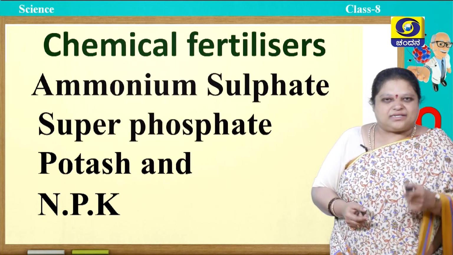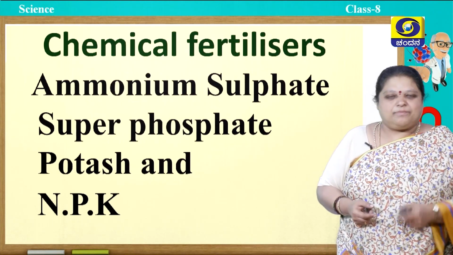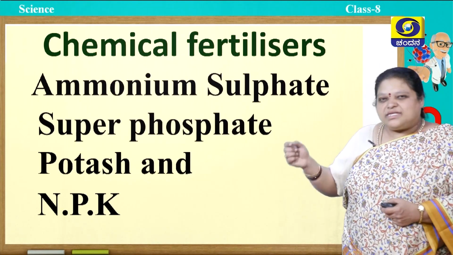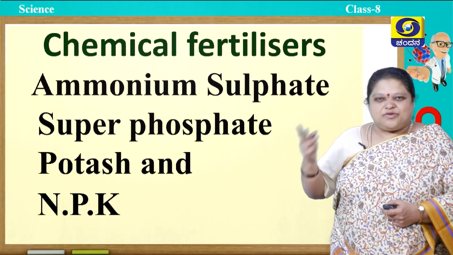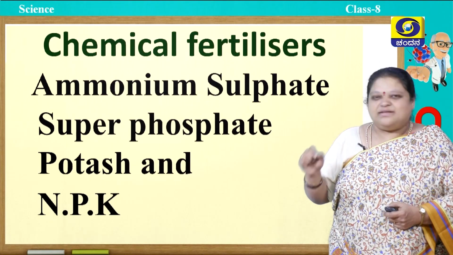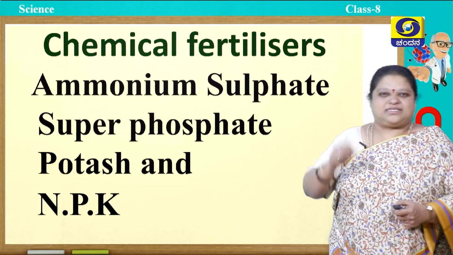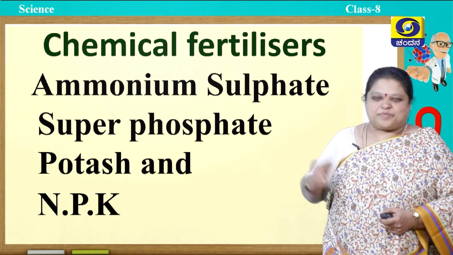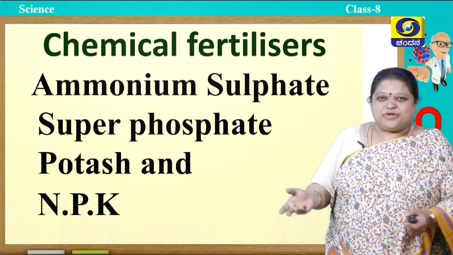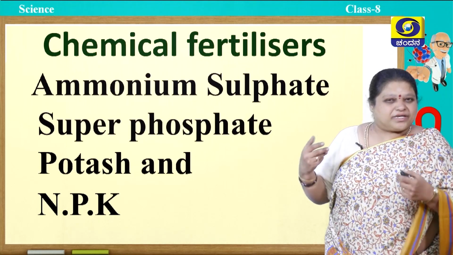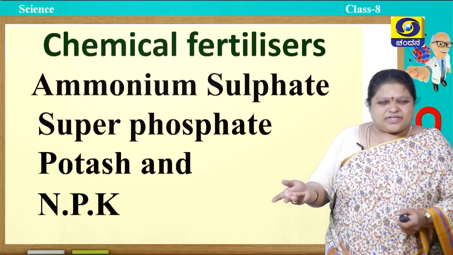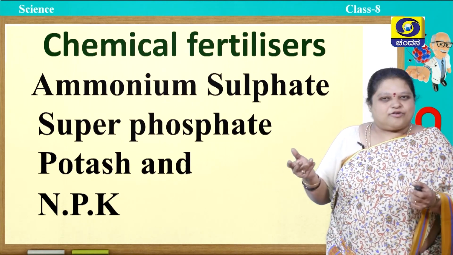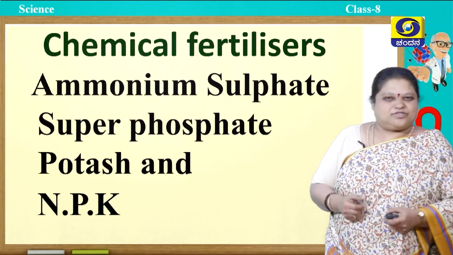NPK is nothing but N means nitrogen, P means phosphorus, K means potassium. These are the three major nutrients required in appropriate quantities for the plants to grow. NPK is also present. You also find urea, superphosphate, super double phosphate, like this. Many manures or chemical fertilizers are used in your agricultural fields.